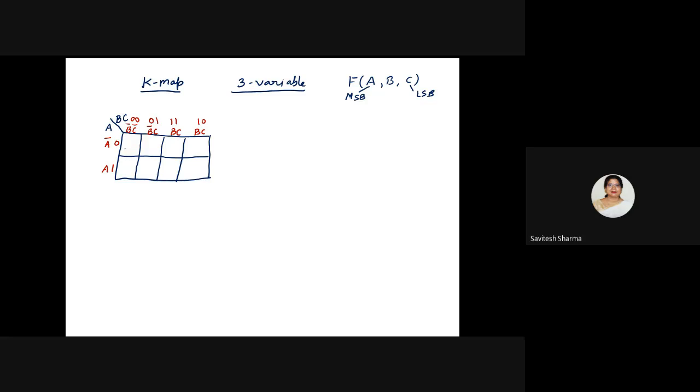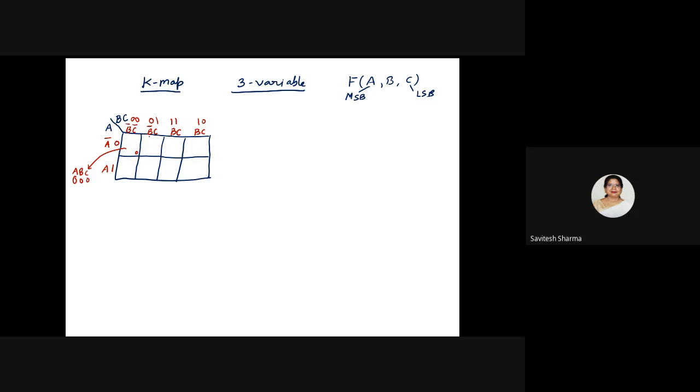For this cell, what is A? A is 0. What is BC? You see the intersection of the horizontal and vertical variables. Here it is 0 0. So A is 0, B is 0, C is 0. So what is the decimal equivalent? It is 0. This cell number, the decimal equivalent, you will write in the corner.